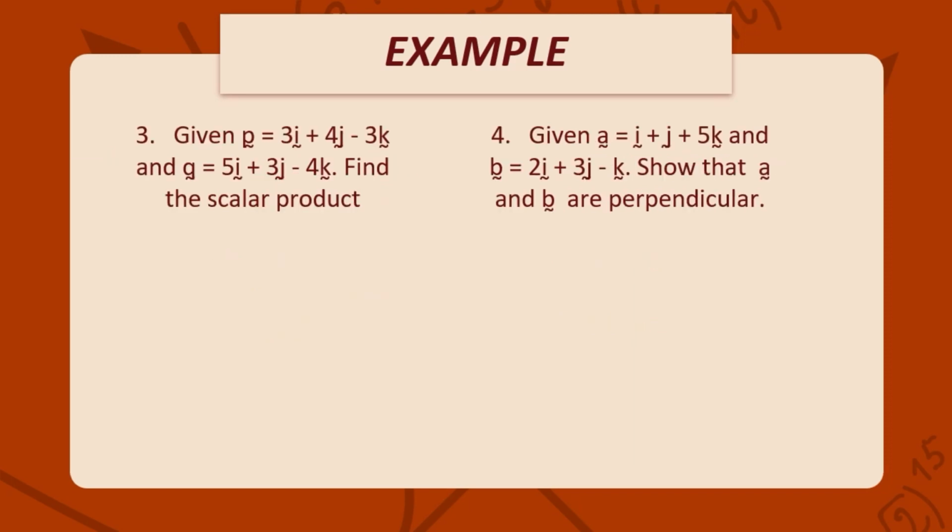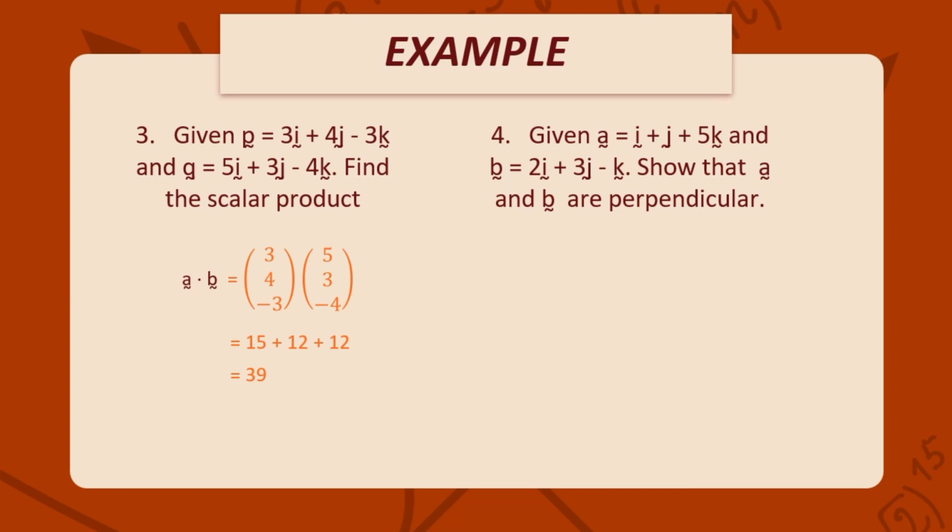Example 3. Find the scalar product. We can change the vectors to matrix form, where 3, 4, negative 3 times 5, 3, negative 4. Then it will make 15 plus 12 plus 12, and the answer is 39. Scalar product means no direction. Therefore, the final answer should be a value and not a vector.